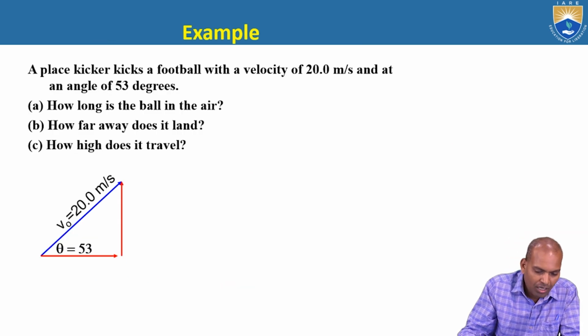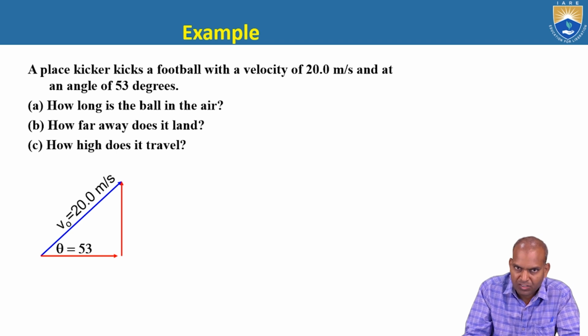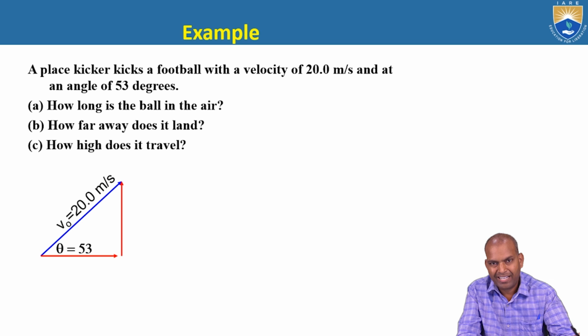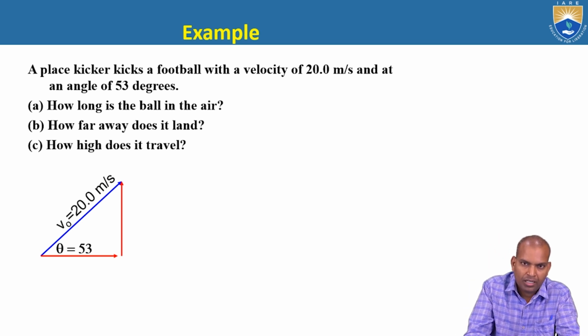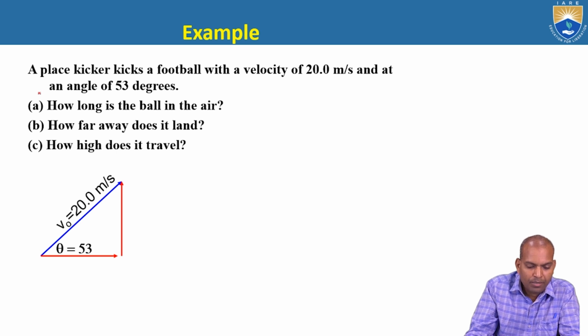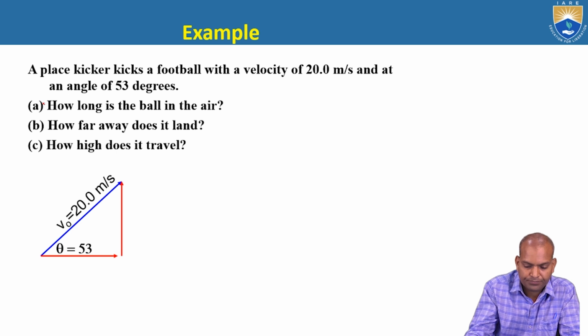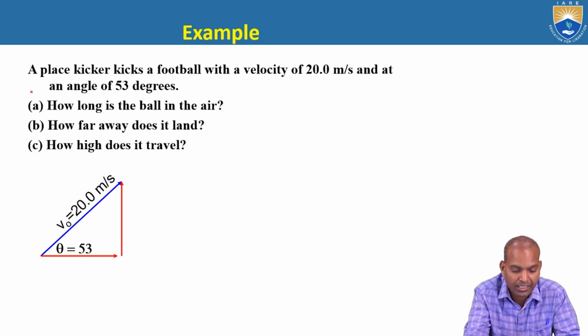Okay. Now here we are going to solve again. We are going to apply those descriptions or derived expressions, and we are going to solve the problem. Now here, a place kicker kicks a football with a velocity of 20 meters per second and at an angle of 53 degrees. These are what I know, and what we want to know.